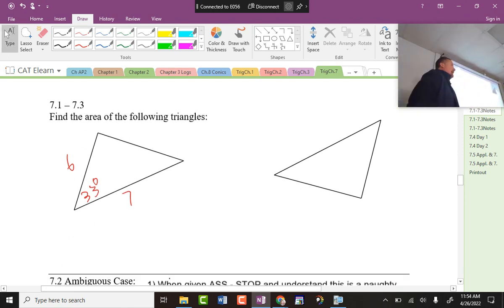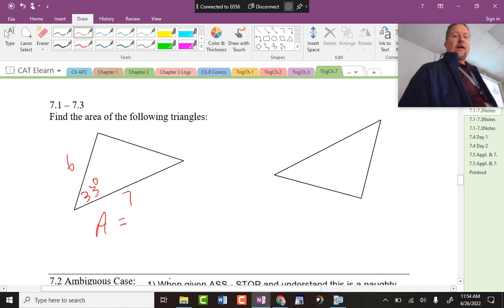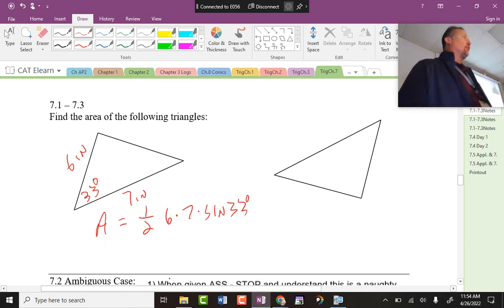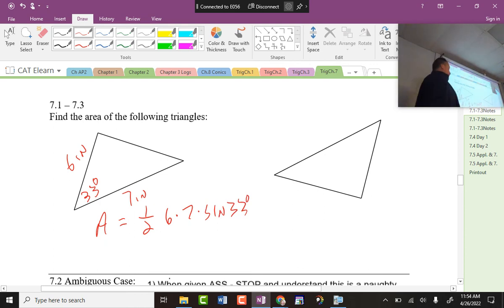First of all, is that side angle side given, yes or no? If it's side angle side, then it's a plug and chug. The area of this triangle is, let's put inches, and then it's just half times 6 times 7 times sine of 33. And that's all she wrote. You got to press the buttons and press enter because side angle side is given.